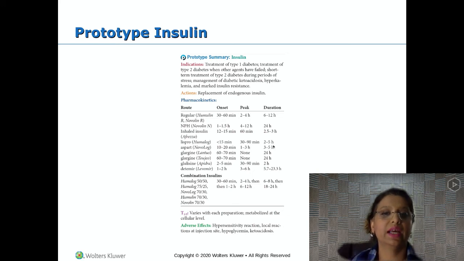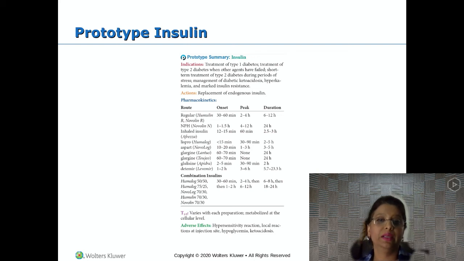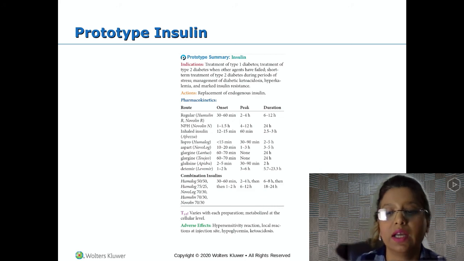So what is that? That is literally when does it start functioning, when does it peak, meaning when is the max effect, and how long does it stay in your system. So these are just different kinds of insulins, right?